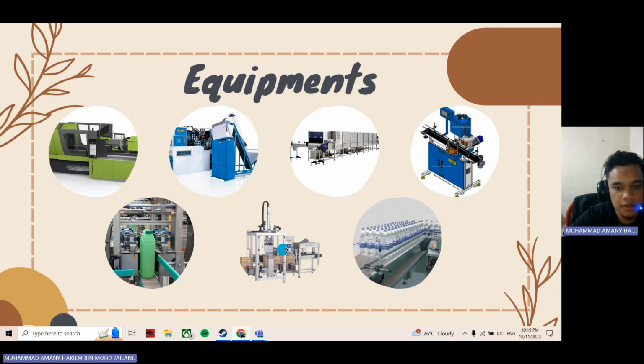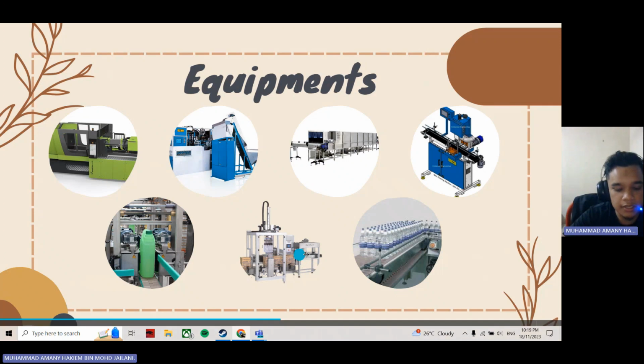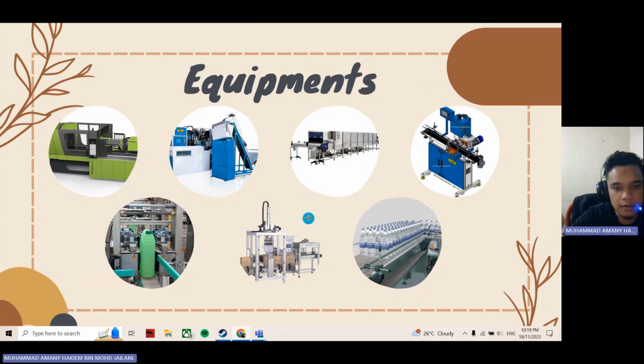For the six machines, this machine is called labeling and packaging machinery. It can label the bottles, group them up, and pack them in boxes for distribution. It applies labels with brand information, nutritional content, expiration dates, recycling symbol, etc. It also packs bottles into larger containers or boxes for shipment and distribution.